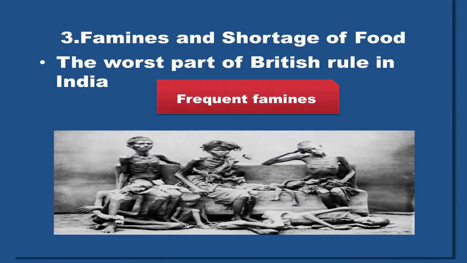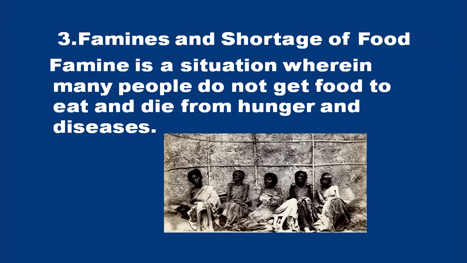And the third important aspect of the Indian economy at the time of independence was the famines and the shortage of food. One of the worst parts of British rule in India was the frequently occurring famines. Now, what are famines? Famines are a situation where many people don't get food to eat and they die of hunger and diseases. Many people used to die of famine during the British rule. The famous Bengal famine is a very good example of the bad phase of British rule in India.